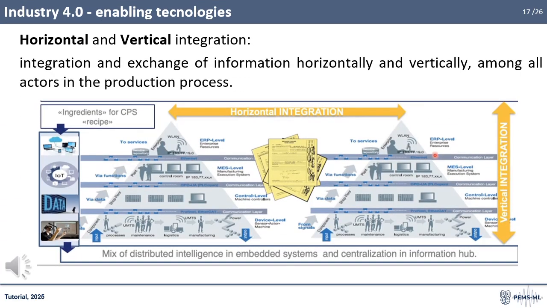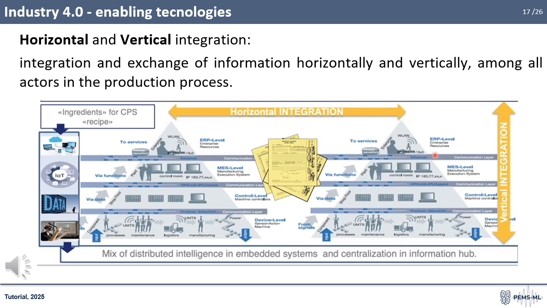The concept of horizontal and vertical integration is crucial for modern production processes. Vertical integration ensures the seamless flow of information from all levels of production, such as from the sensors and devices on the shop floor, field control level, up to the enterprise resource planning, ERP systems, and the cloud.